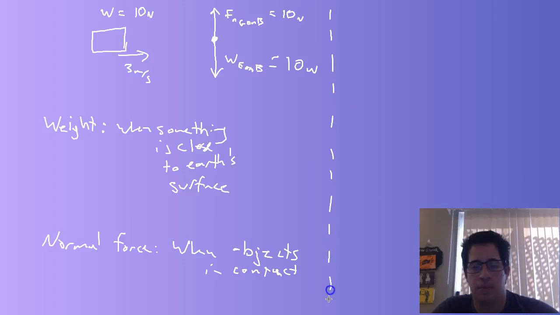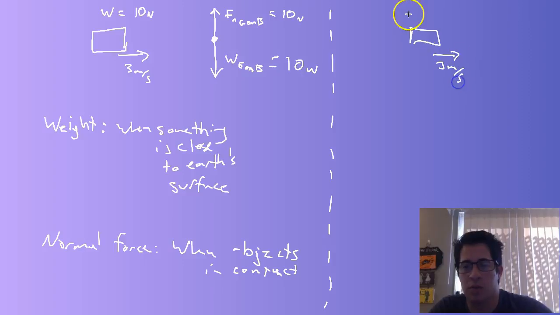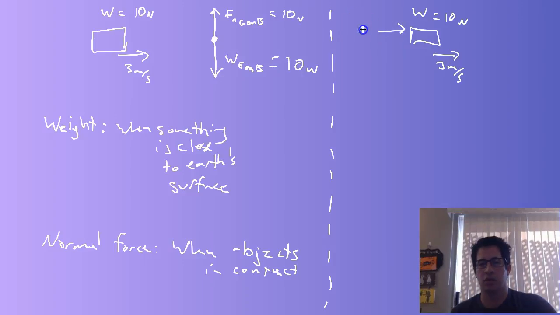Now we're going to do another one. We have a similar box. This time it's being pushed at a speed of 3 meters per second. It still has a weight of 10 newtons. But now, in order to push it, we're required to push with a force of 5 newtons.